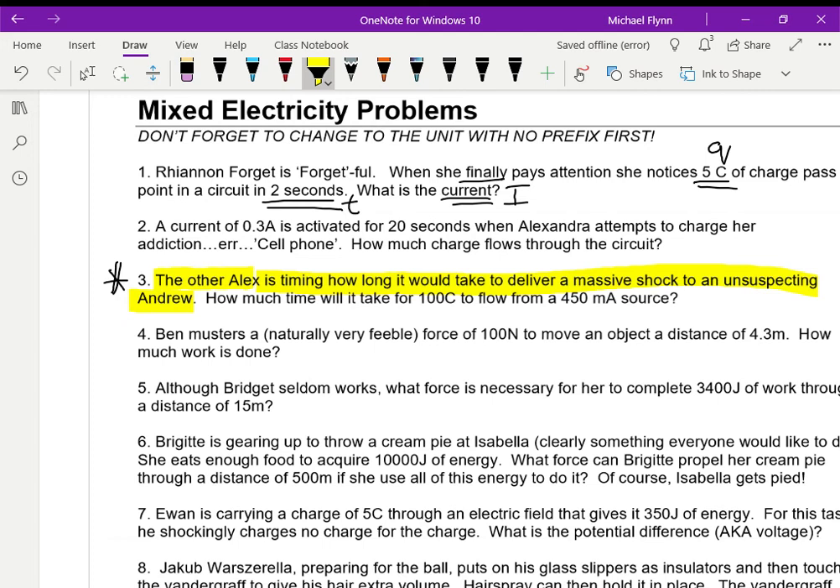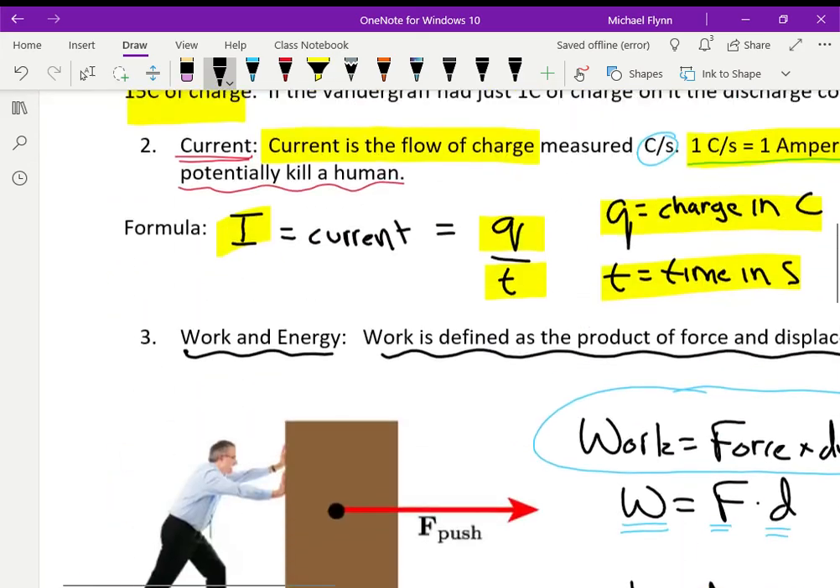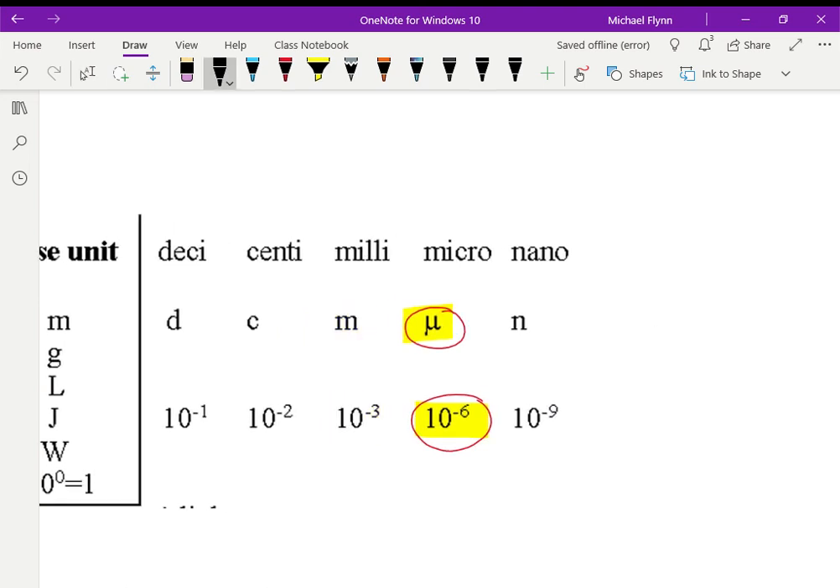How much time will it take? So they're asking us for T, how much time it will take for 100 coulombs, that's Q, and then here a 450 milliamp source. 450 milliamps, that's I, the current, but notice it's in milliamps. So I want to go back to my metric chart, at the top of my page where I have my metric system. Milli is this one, and it means 10 to the negative 3.